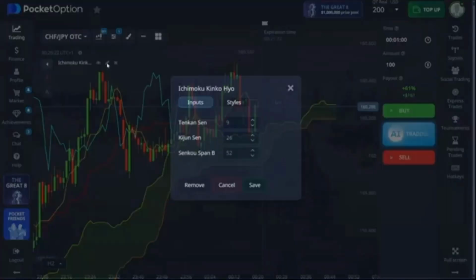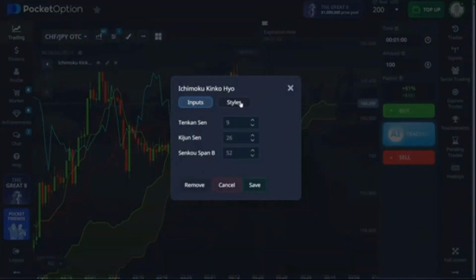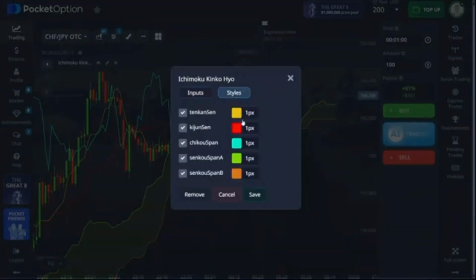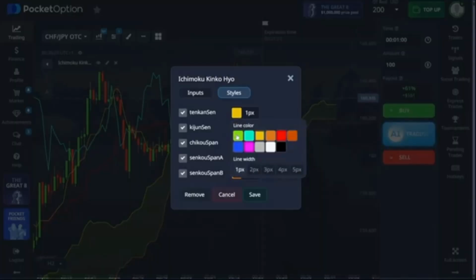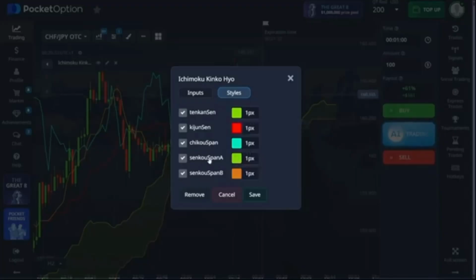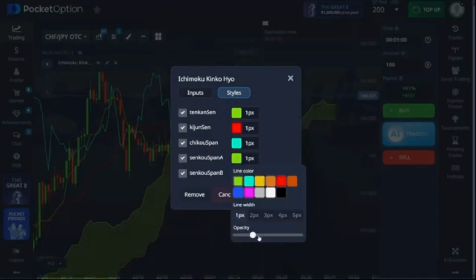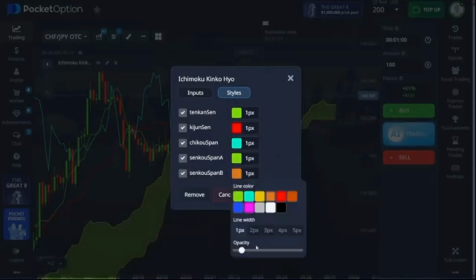Click the pencil icon next to the indicator's name, then go to Style. Change the color of the Tenkan Sen line from yellow to green and increase the opacity of Senkou Span A and Senkou Span B. Even if it doesn't make sense yet, just follow along. I'll explain everything shortly.